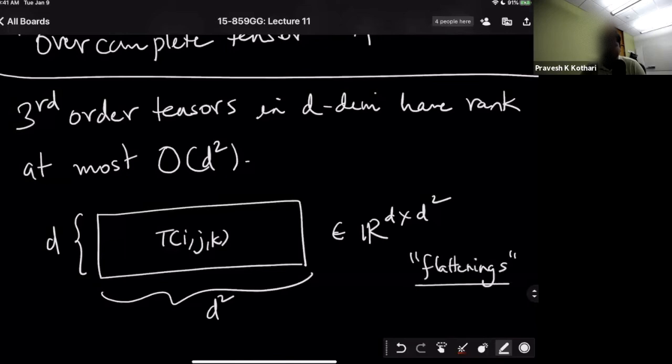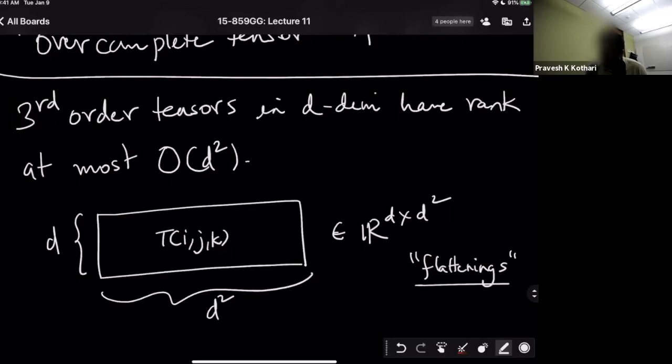Okay? Why is it a flattening? Well, in some sense, you're killing the distinction between two of the modes of the tensor. Here, for example, I merged the last two modes of the tensor. I called them into one giant vector. So, I flattened the two modes. That's the terminology people use. So this is a matrix obtained by flattening the last two modes of the tensor.